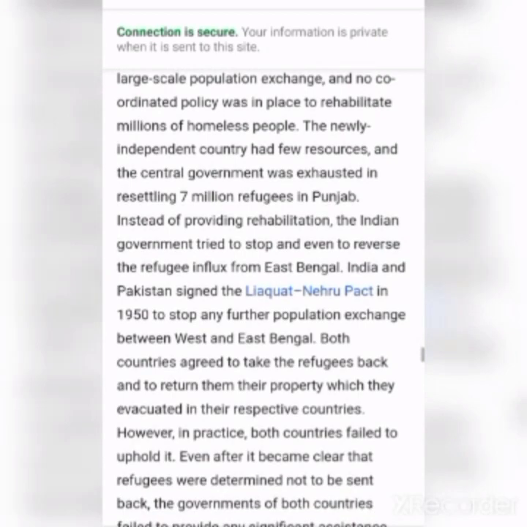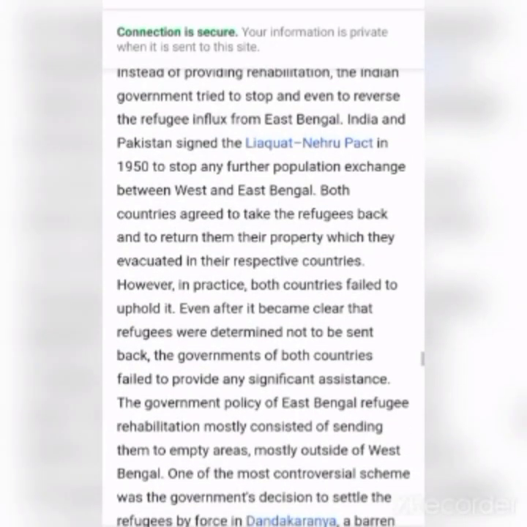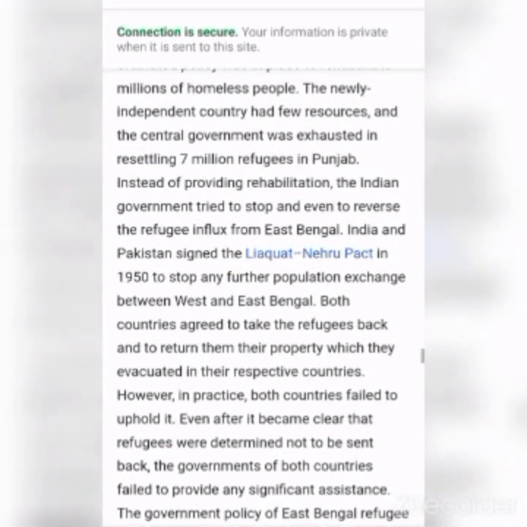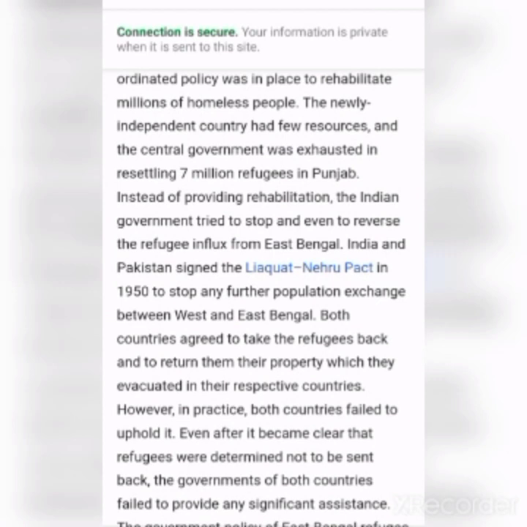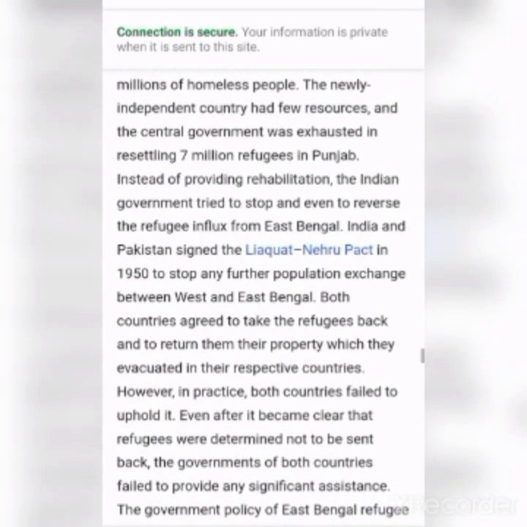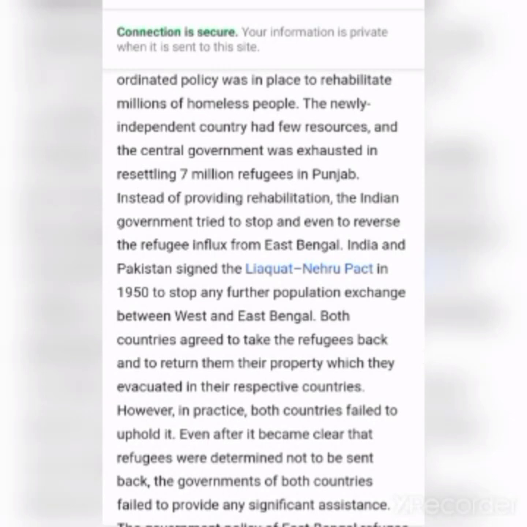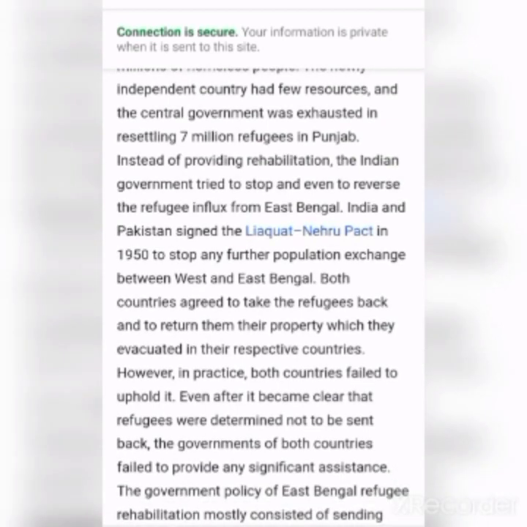Instead of providing rehabilitation, the Indian government tried to reverse the refugee influx from East Bengal. India and Pakistan signed the Liaquat-Nehru Pact in 1950 to stop any further population exchange between West and East Bengal. Both countries agreed to take the refugees back and to return the property which they evacuated in the respective countries.